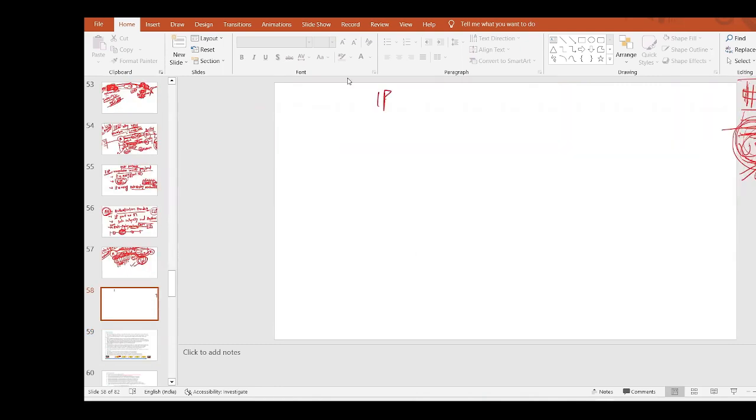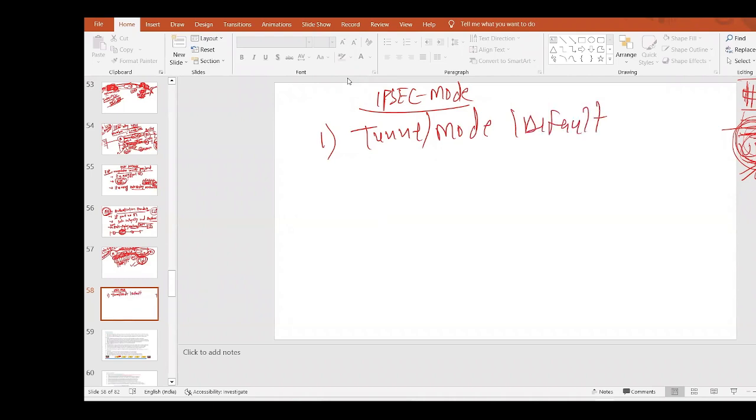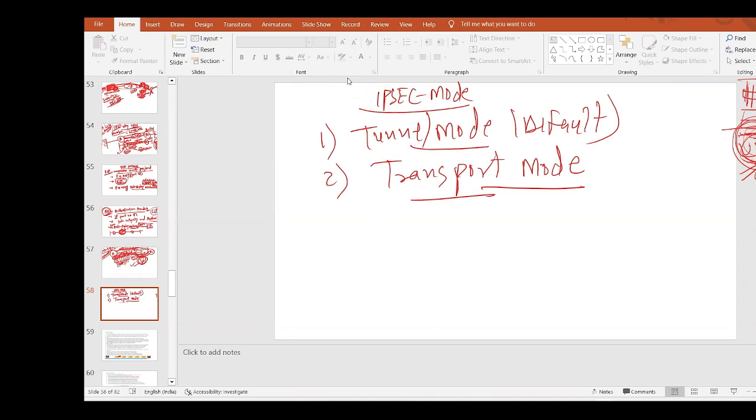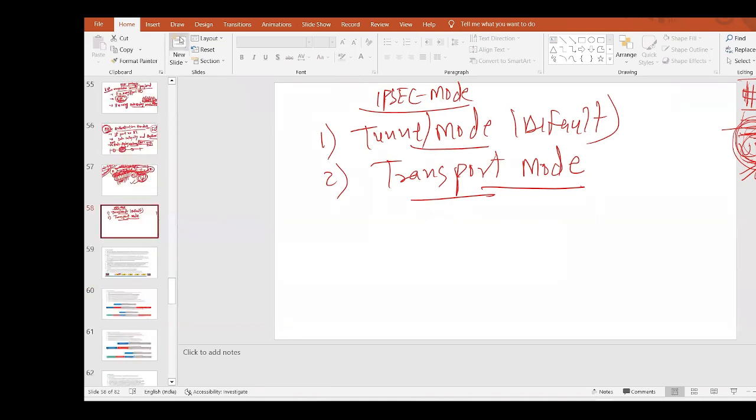Now IPSec mode. I have explained multiple things in IPSec. There is IPSec mode. Okay, in IPSec mode there are 2 modes. One is tunnel mode. This is actually the default mode. And the other one is transport mode. One is tunnel mode, one is transport mode. Okay, so these are 2 modes, guys.